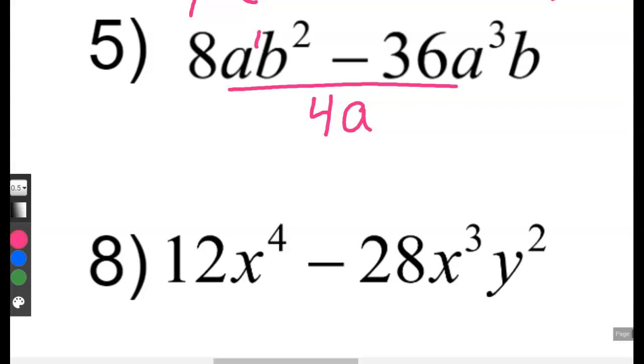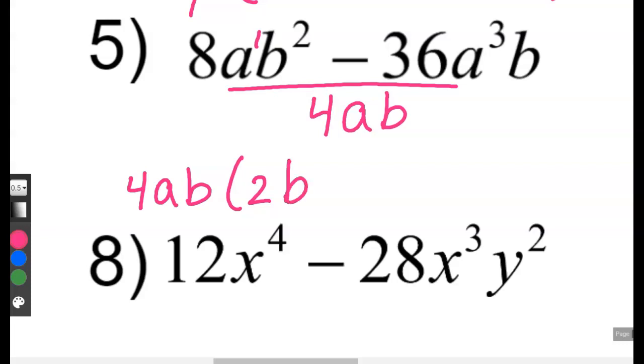What is the last thing they both share? A b. I'm going to divide b out as well. So in front of the set of parentheses, I'm going to put 4ab. Parenthesis. What is 8ab squared divided by 4ab? 2b. The a's completely cancel, and b squared divided by b is just a single b, because you're subtracting those exponents, remember? 2 minus 1 is just 1. So you're left with 2b there.